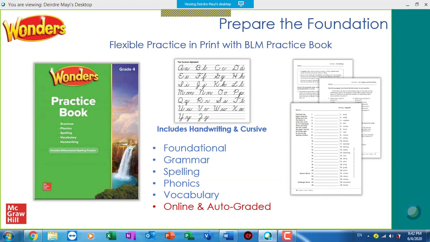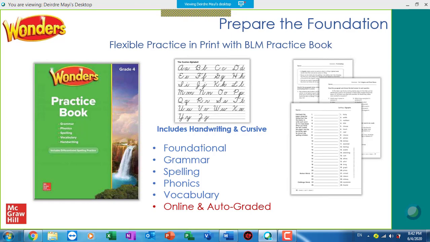I've mentioned the practice book before. All of the practice that students need for foundational skills, grammar, spelling, phonics, vocabulary, will be available in this Blackline Master. Now, again, you have the ability to print from this Blackline Master, or of course, you can assign the content online. If you assign it online, it will be auto-graded and the results will go into the data dashboard. Many of you have been craving handwriting resources. Know that there is handwriting practice found within the practice book also.